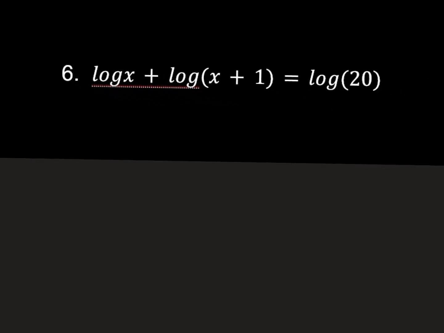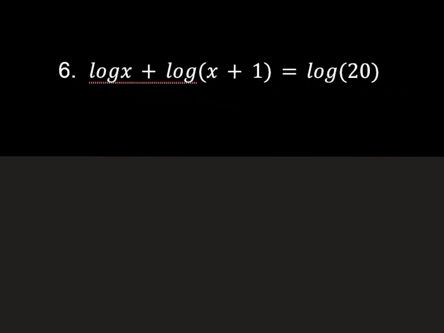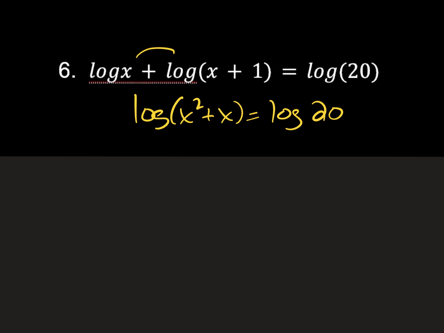Keep going. Number 6. I've got 2 logs on the left-hand side that are added together, which means I'm going to use multiplication to combine them. Getting x squared plus x. Over here we've got log 20. Because you have one log on each side, you can just drop the logs. X squared plus x is 20.